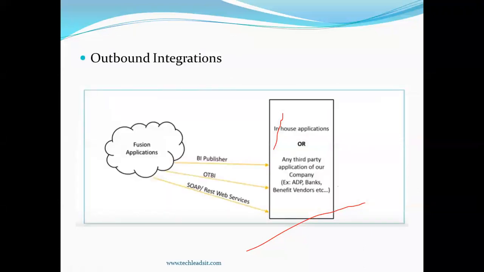This is the outbound pattern. If you want to export the data from Fusion application to third-party systems, you can go for BI Publisher, OTBI, and integrations like SOAP and REST web services.